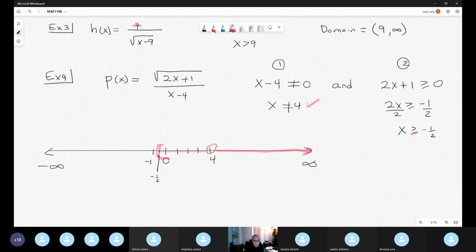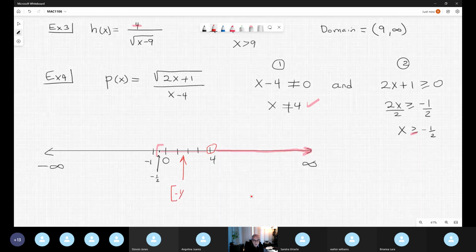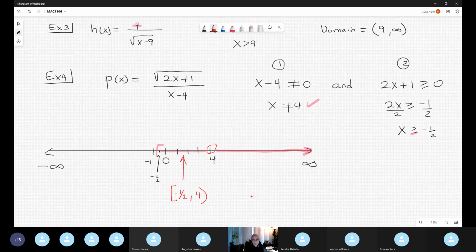Now, the answer for the first part is bracket negative 1/2, comma 4, not including 4, union 4, infinity. This is the domain of that function. Is this idea more clear now? Yes, thank you, Professor.